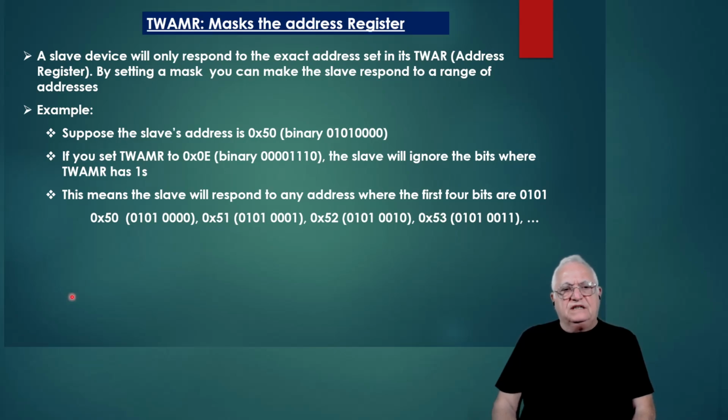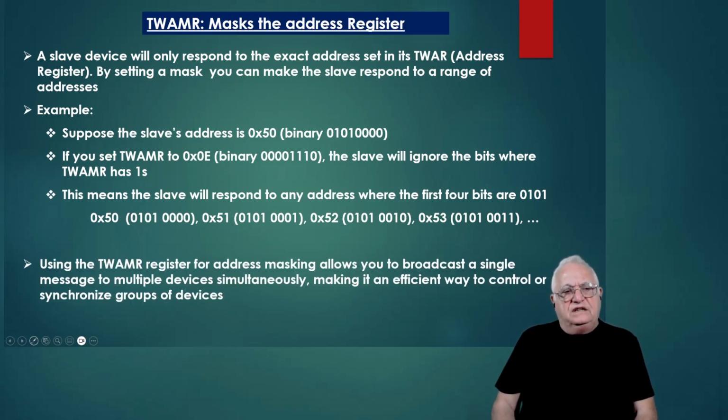So this means that the slave will respond to any address where the first bits are 0101. So the slave is going to respond to addresses 50, 51, 52, 53, and so on, because it only looks at these 4 bits of its address, or thinks that its address is 0101.